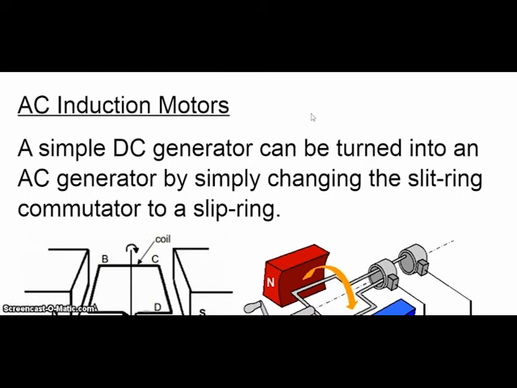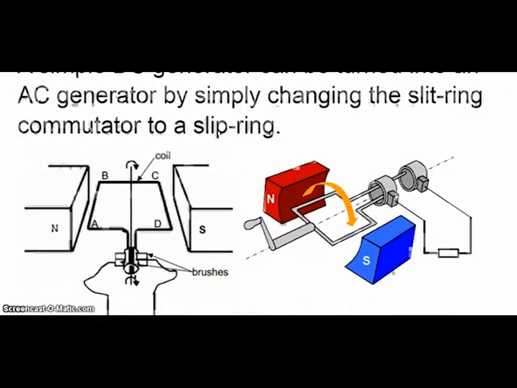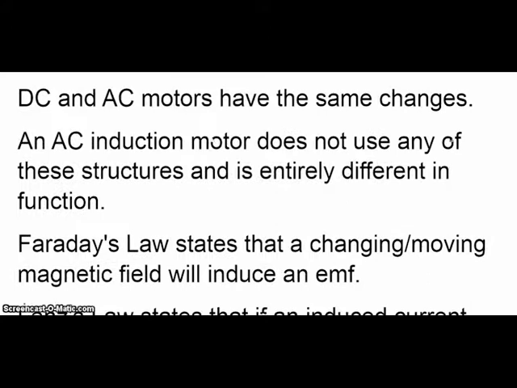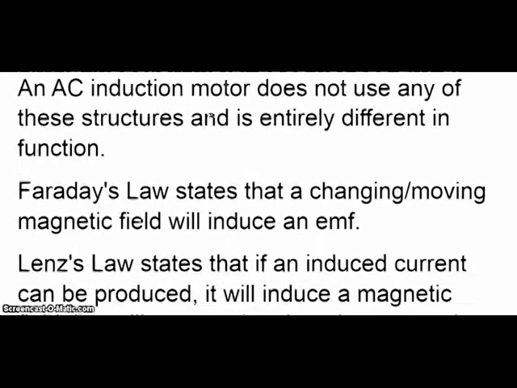A simple DC generator can be turned into an AC generator by simply changing the slip rings. Okay, so this we've seen before. So here we've got slip rings in here, we have the split ring commutator. DC and AC motors have the same changes. So an AC induction motor does not use any of these structures. It is entirely different in function. Okay, so be careful of your wording.